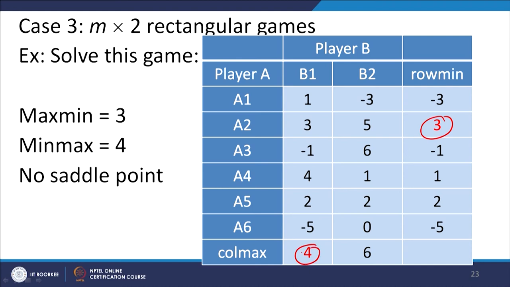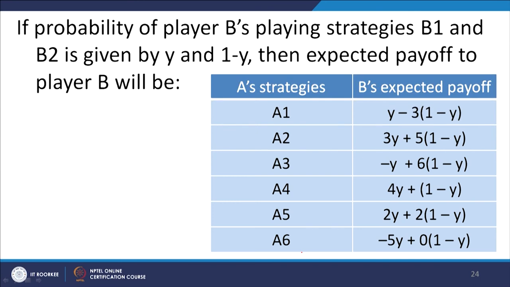So, therefore, this game does not have a saddle point, and we can use the mixed strategies to solve it. So, if the probability of the player B playing the strategy B1 and B2 is given by y and 1 minus y, then the expected payoff to the player B will be like this.